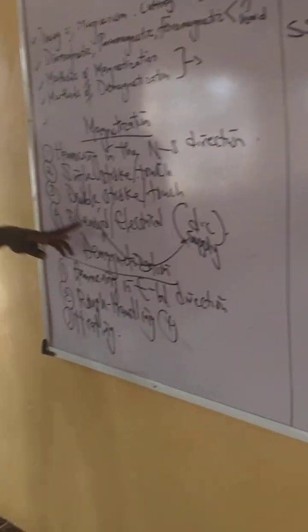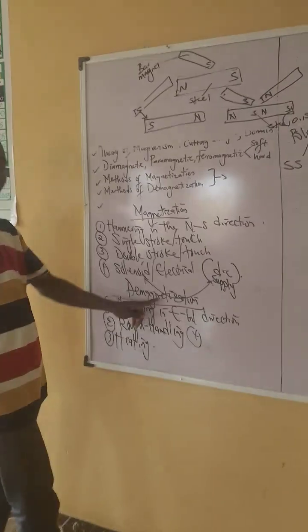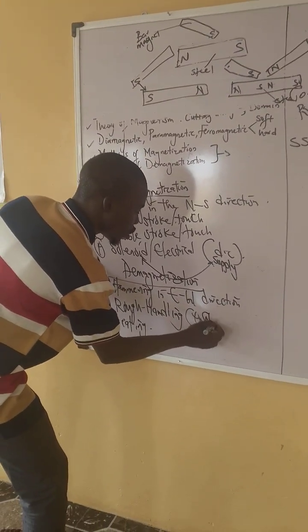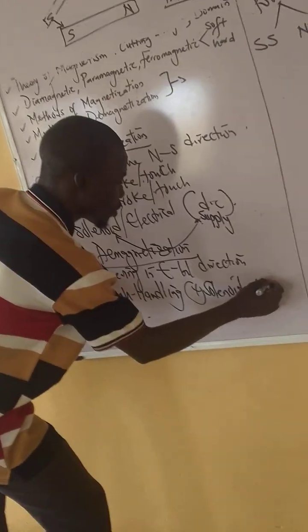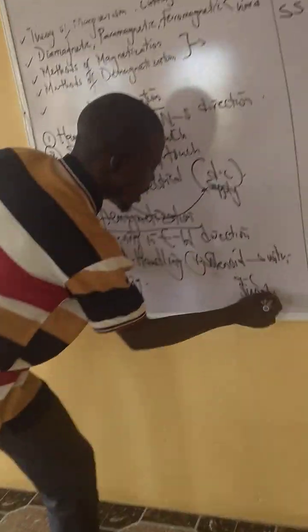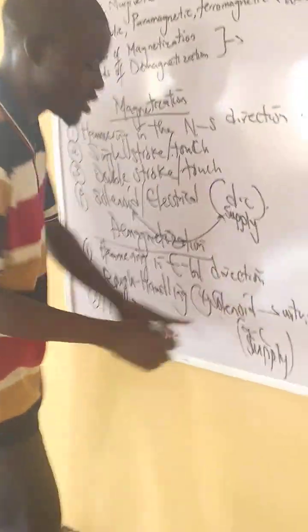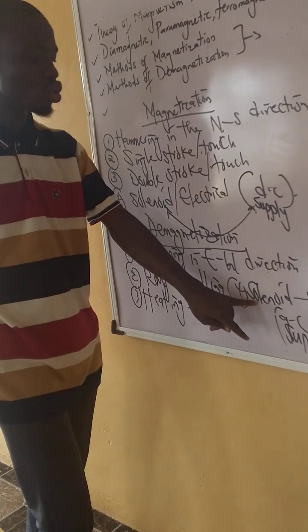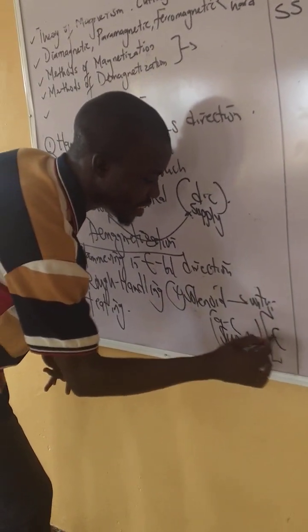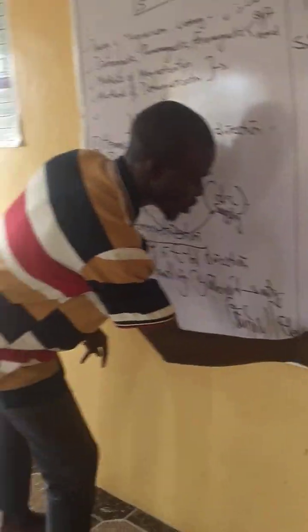Another thing is that instead of using the solenoid or electrical method with DC supply, to demagnetize you use the solenoid with AC supply. What is AC? What is DC? AC is alternating current. DC is direct current. Whenever we use the solenoid method, we call it the electrical method. Do you get it now?